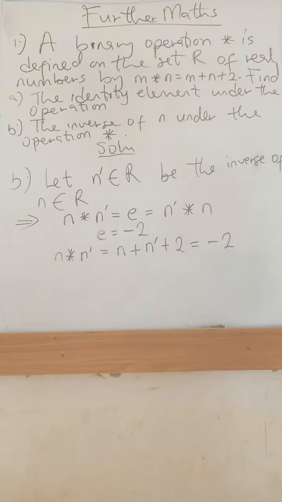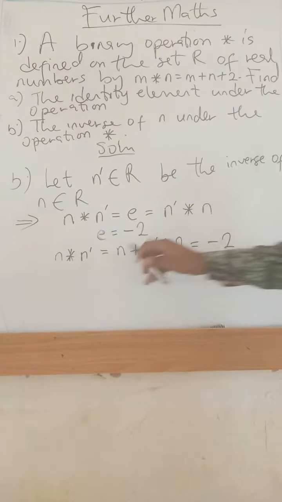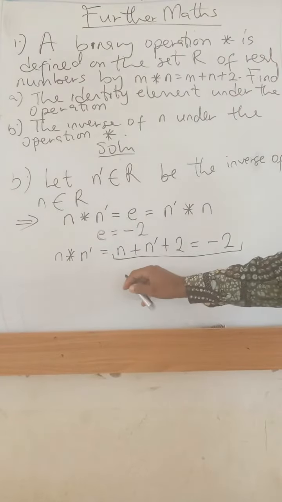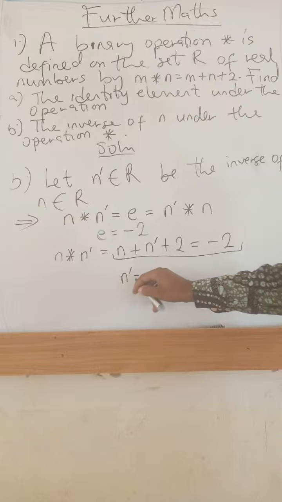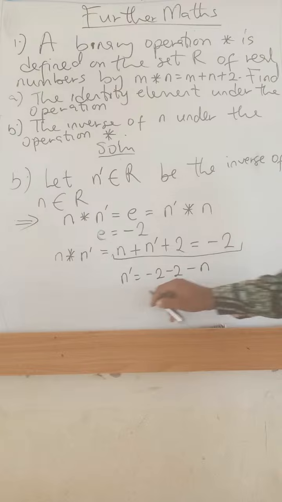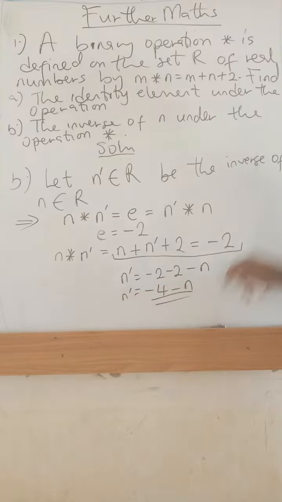And remember I said it's commutative. If we're taking this part, this one, it will still give us the same thing. So let's uphold this part and solve. You're going to see that n prime is going to be -2 minus 2 minus n. -2 minus 2 is -4 minus n. That is the inverse of n. The inverse of n has been gotten.